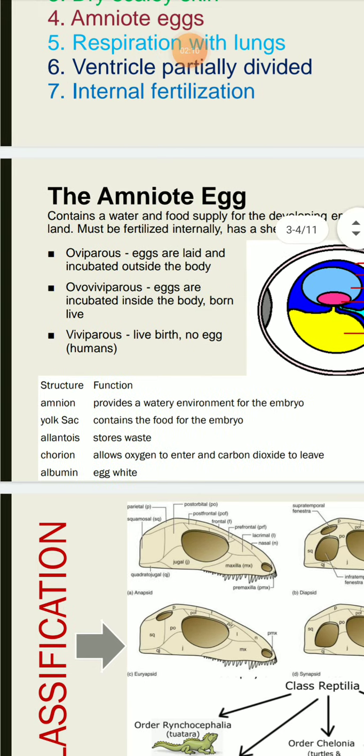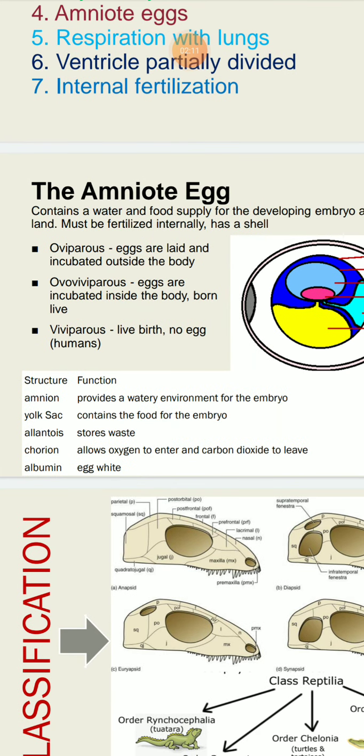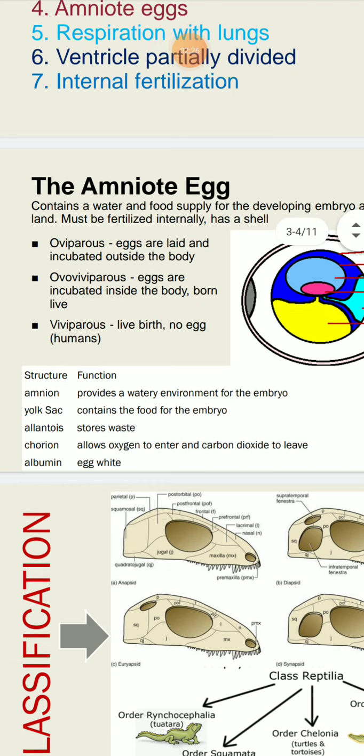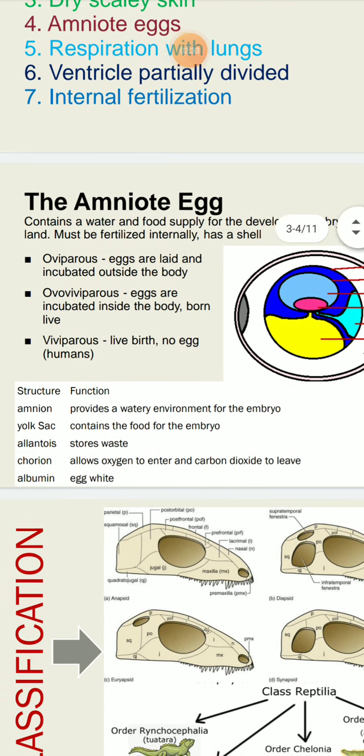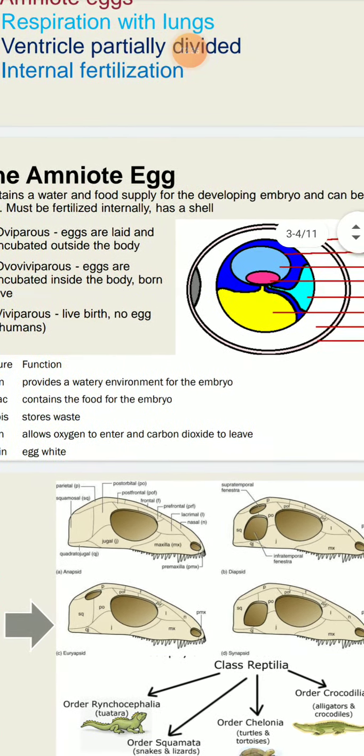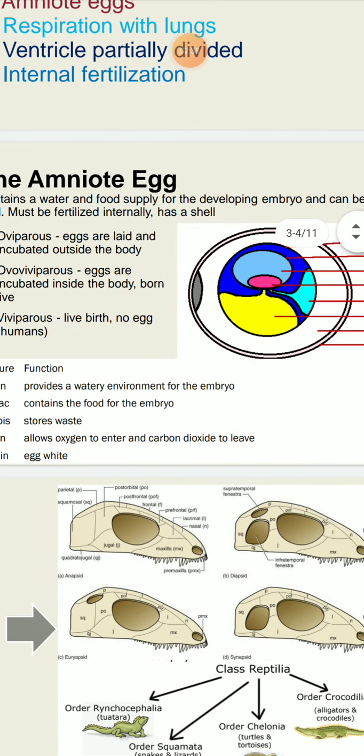The amnion provides a watery environment for the embryo. It acts like a cushion and a shock absorber. The yolk sac contains yolk, which is known for food and nutrition, so it contains the food for the embryo. The allantois is a sac which stores the waste, and the chorion allows oxygen to enter and carbon dioxide to leave. The other structure, albumin, is basically egg white, which is a protein.